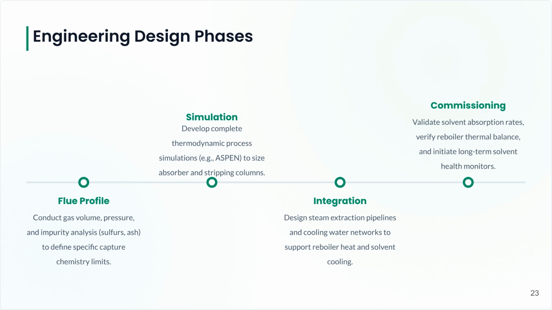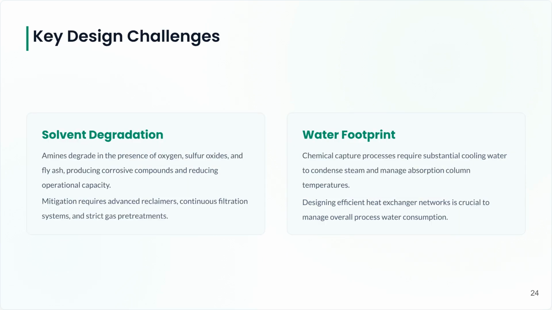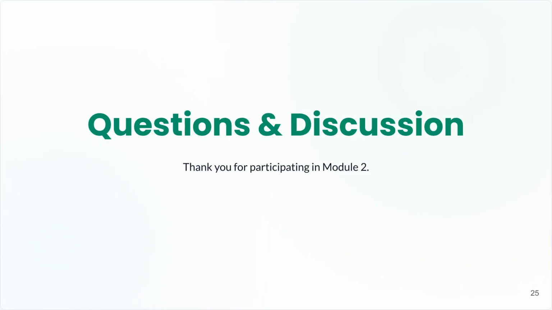The engineering design process includes several phases: defining the flue profile, performing thermodynamic simulations, designing integration networks, and finally, commissioning to validate performance and long-term health monitors. Key challenges remain, particularly solvent degradation and water usage. Amine degradation from flue impurities requires reclaimers and filtration, while efficient heat exchanger networks are essential to manage high water consumption. This concludes our presentation on capture technologies.